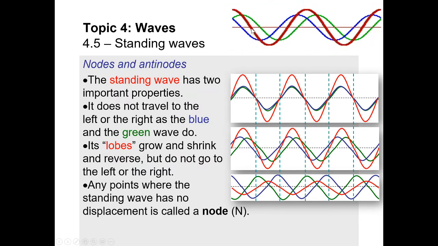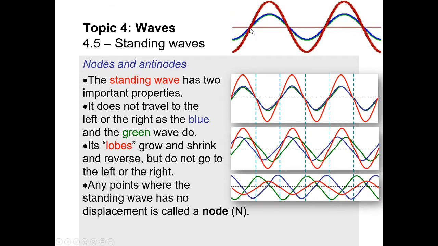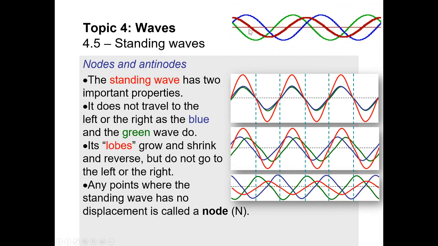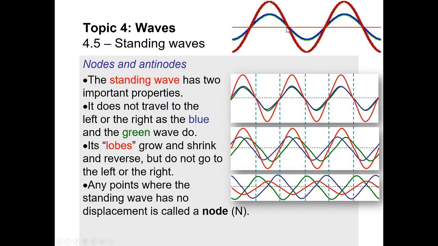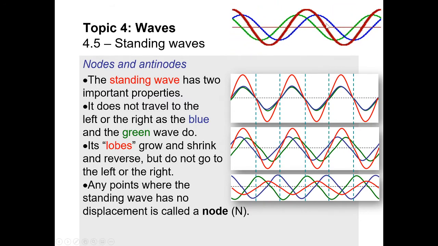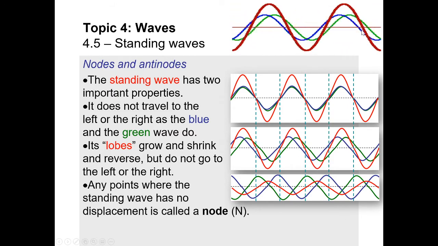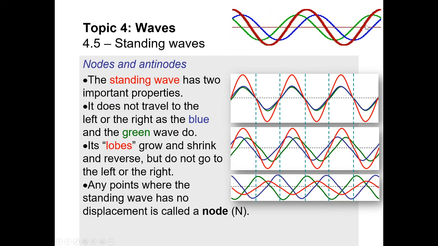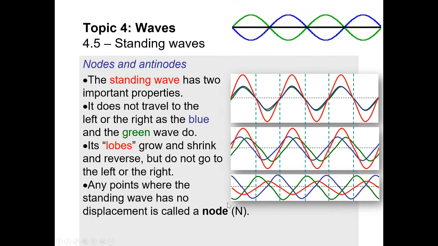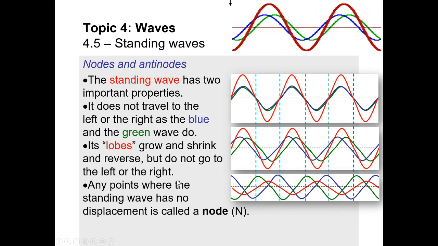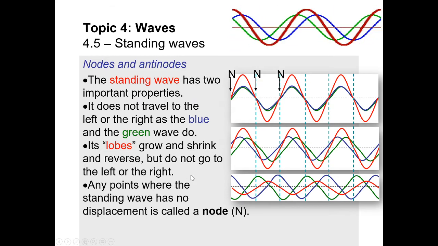Now points on the wave where there is zero displacement, so right now where my mouse cursor is, this is a point of zero displacement. This is the next point of zero displacement right here. This is the next point of zero displacement. And this is the other point of zero displacement that we can see. So where the wave has no displacement, we call that a node, represented with the letter capital N. So here are the nodes in the diagram below.